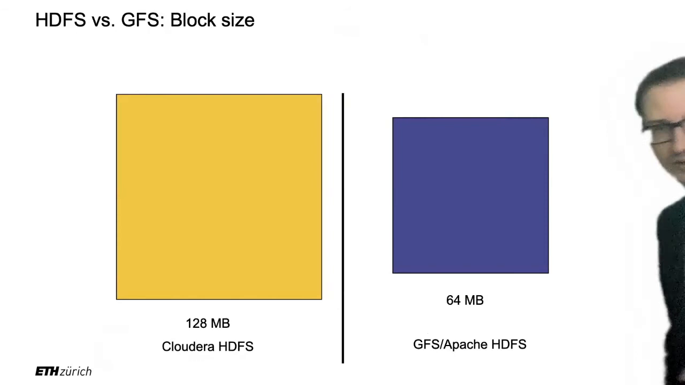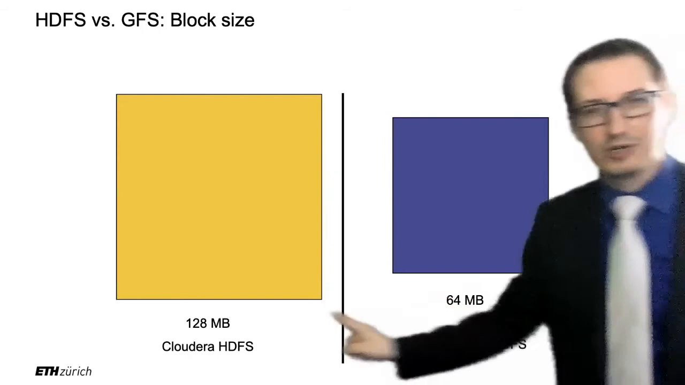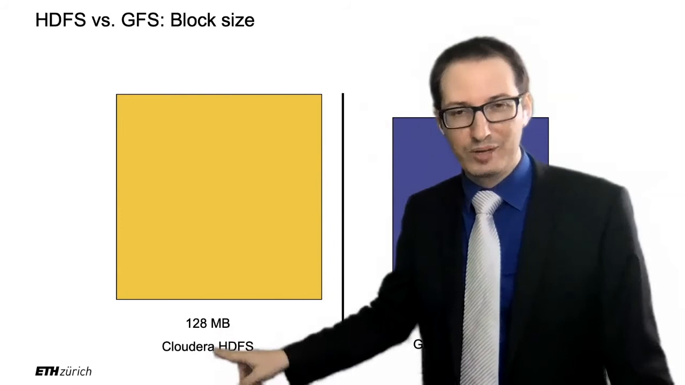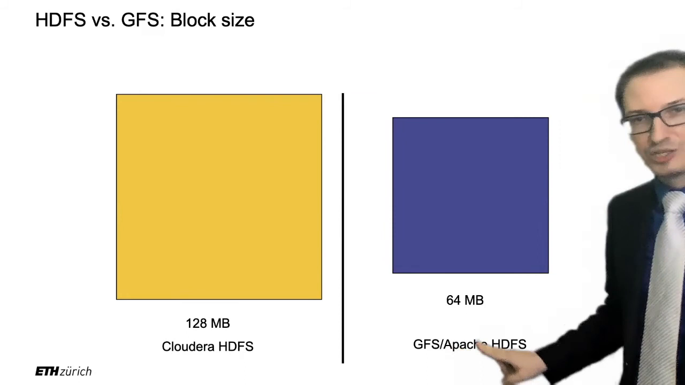All right. And of course, there's a small difference in the exact block size, but what matters here is really the order of magnitude, right? This is really the same order of magnitude. Cloudera is one of the vendors of HDFS. They provide a package version of HDFS that you can install. There's a few of them. They use this block size. GFS and the Apache version use 64. So yeah, it really depends what you use.